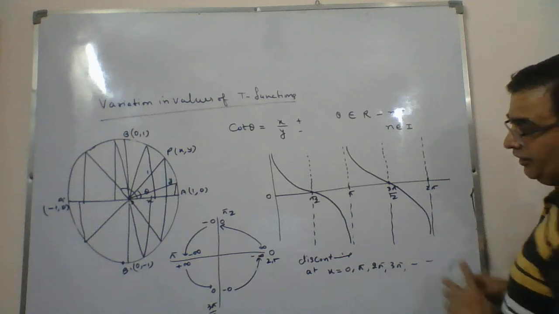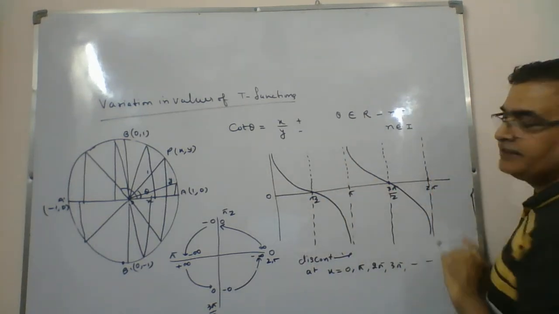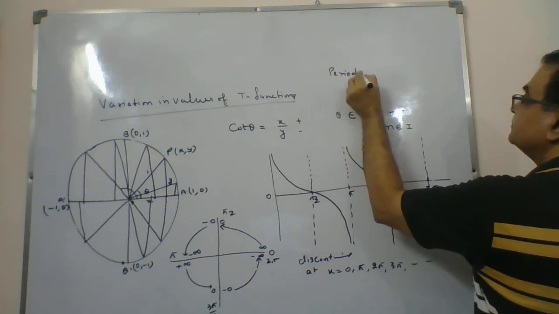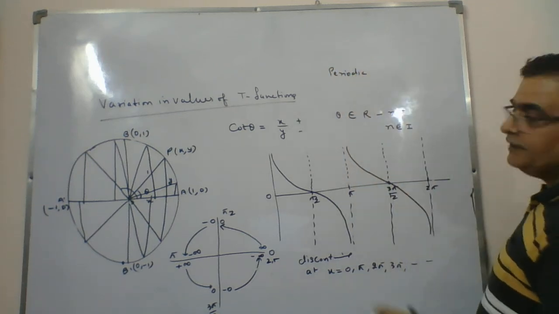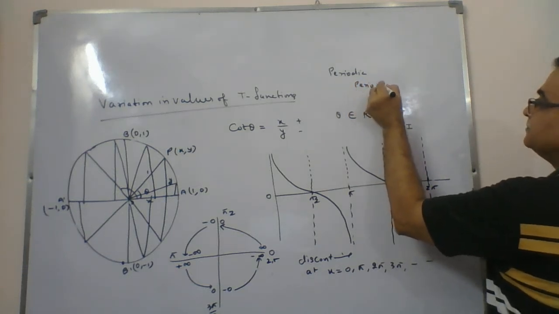Then comes periodicity. After pi, just check, this curve and this curve are the same. So we will say it is a periodic function. Periodic it is, and what is the period here? The period is pi.